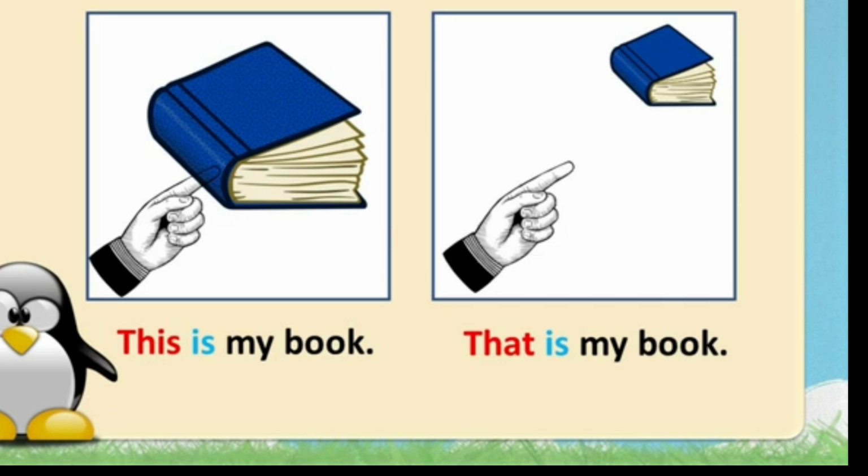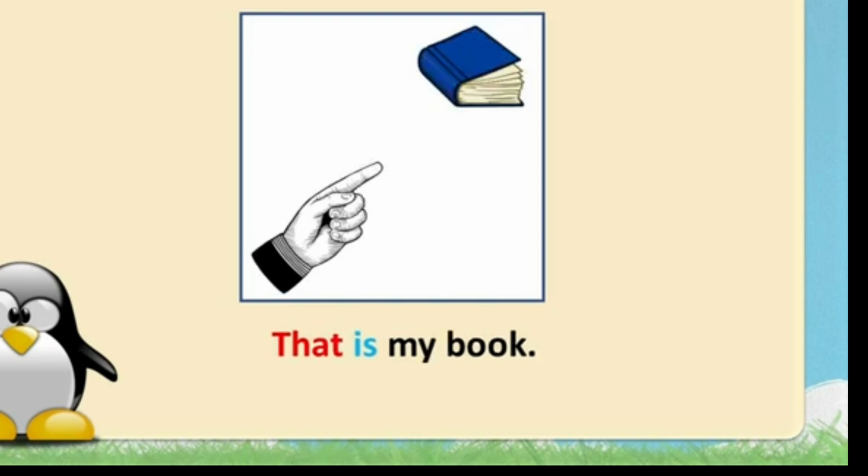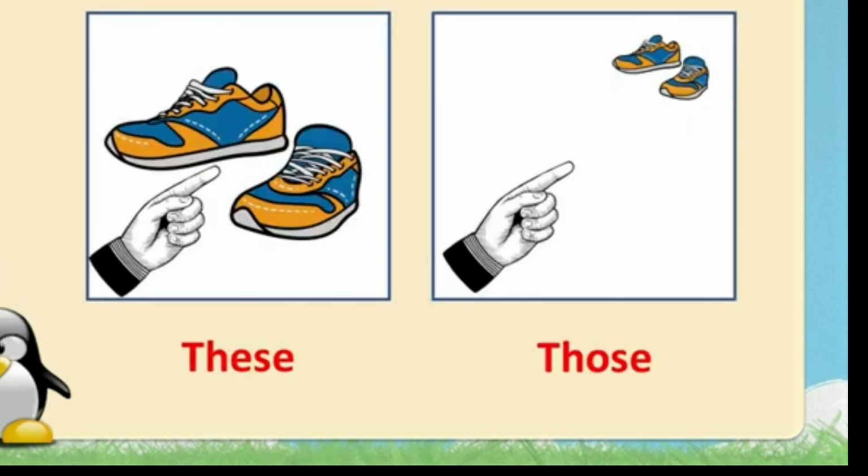How about this is my book and that is my book? Can you see the difference? It can be the same object, the only difference is how far it is from you. If it's very close, this is my book. If it's very far, that is my book. Easy, right? When we do plural, we use these and those.